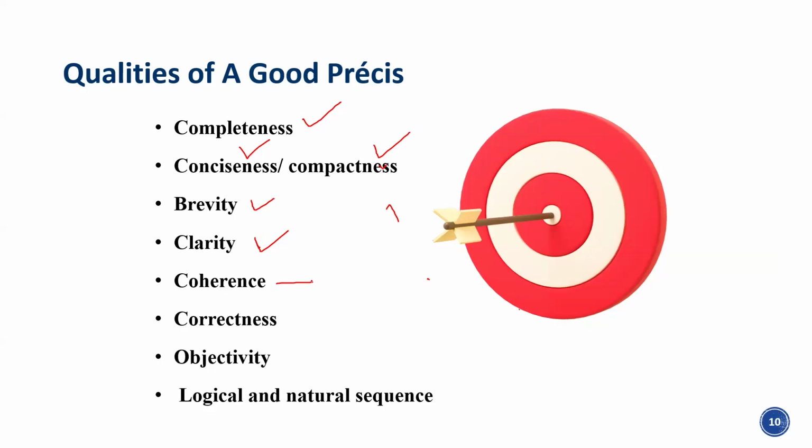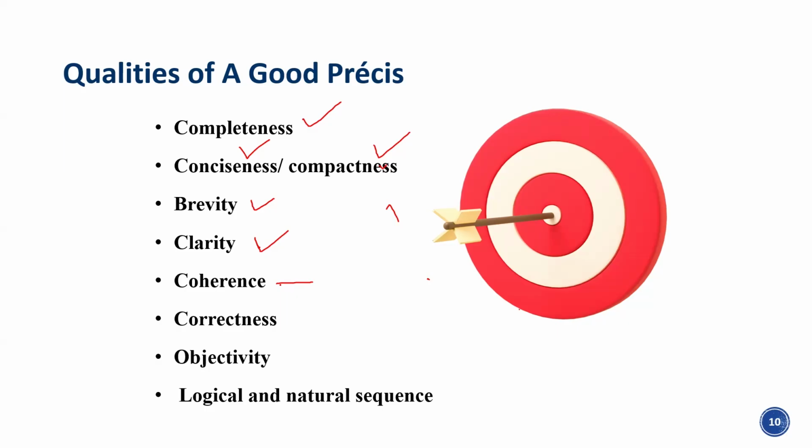Do not make it seem like you are joining five different sentences from five different paragraphs and thinking you have done a good job. Do not do that. Make sure that your words and sentences are properly coherent. And then the correctness: make sure it is correct in terms of grammar, tense, punctuation and other grammatical items.